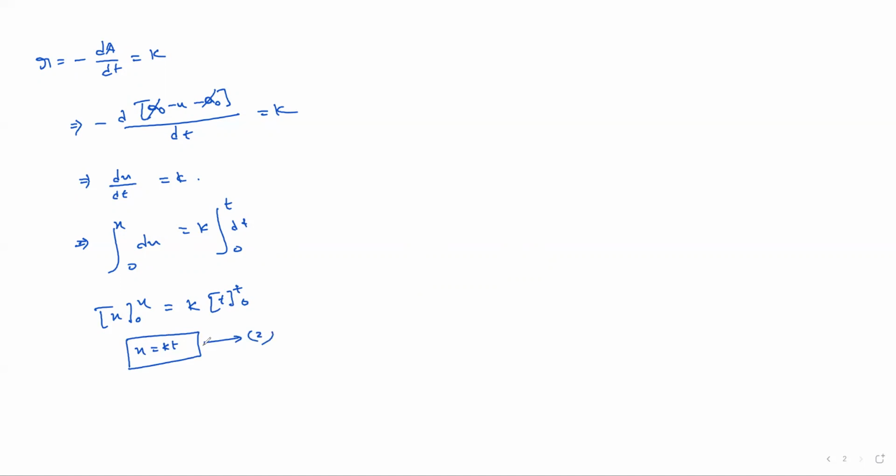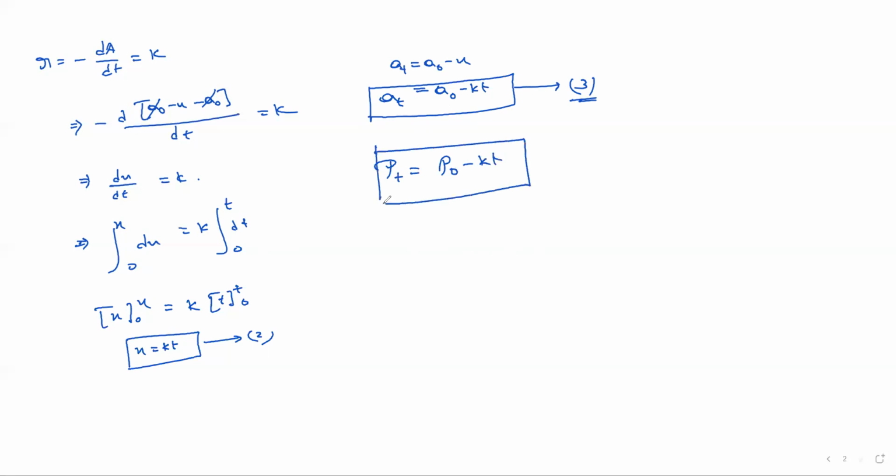Now what should be the AT? AT equals to A naught minus x. What is the x value? A naught minus kt. Equation number 3. Now in this case, we can change the concentration term by pressure. So from here, we can write P naught minus kt. Concentration changes by pressure. Okay, is it clear?